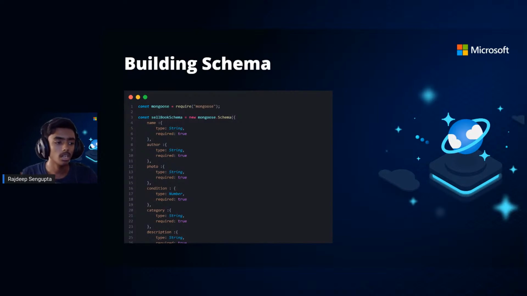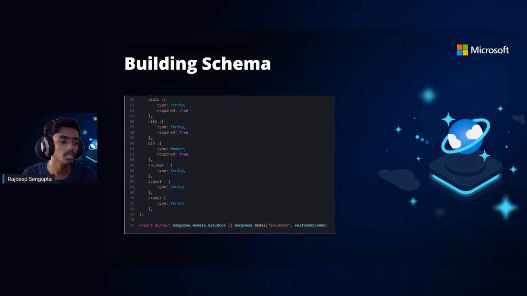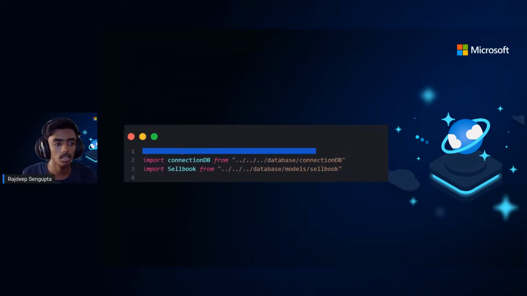Now in the next part, I am simply exporting it as a model. Now in the next part, let's add some data to the database with this function. So first of all, I'm importing the connectionDB function from database/connectionDB. I'm also importing the SSL book from database/model/SSL book. This is where we placed it. This is the path of the function, or you can say the files.